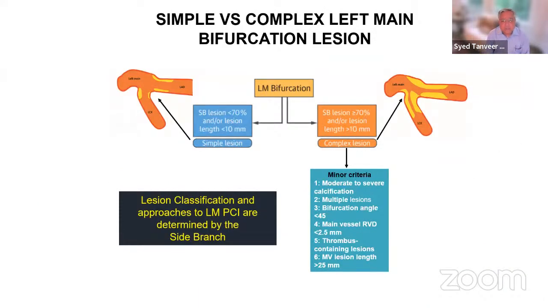So we went to define this, and this algorithm was created for simple versus complex left main bifurcation lesion. A simple lesion, once again defined on this side of the screen, demonstrates a side branch lesion less than 70% stenosis, and a lesion length less than 10 millimeter. That makes it simple. The complex lesion is a side branch lesion equal to or greater than 70%, and a lesion length greater than 10 millimeters. And again, definition criteria increase complexity. So lesion classification and approaches to left main PCI are all determined by the side branch. Next, please.